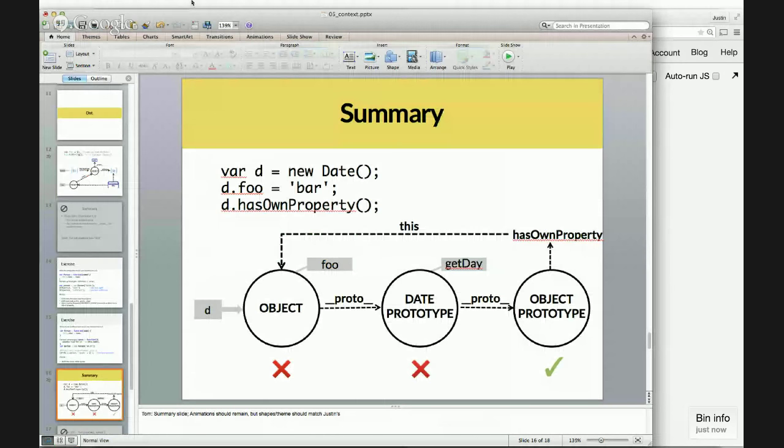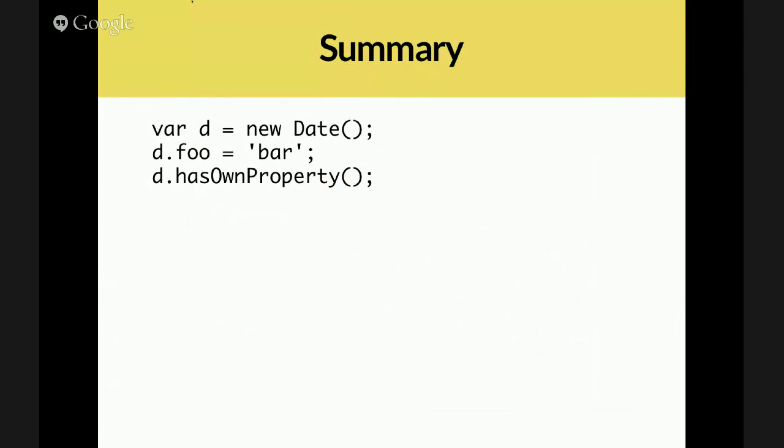So in summary, let's take a look at a proto chain of a different proto chain. Let's say I created a date object D, and I'm going to assign a foo property to bar on it. Almost any object you can just assign arbitrary properties to. JavaScript's nice like that because everything is an object. So I'm going to assign an arbitrary foo property, but then you can see I can call on date the hasOwnProperty method. Let's see why that is.